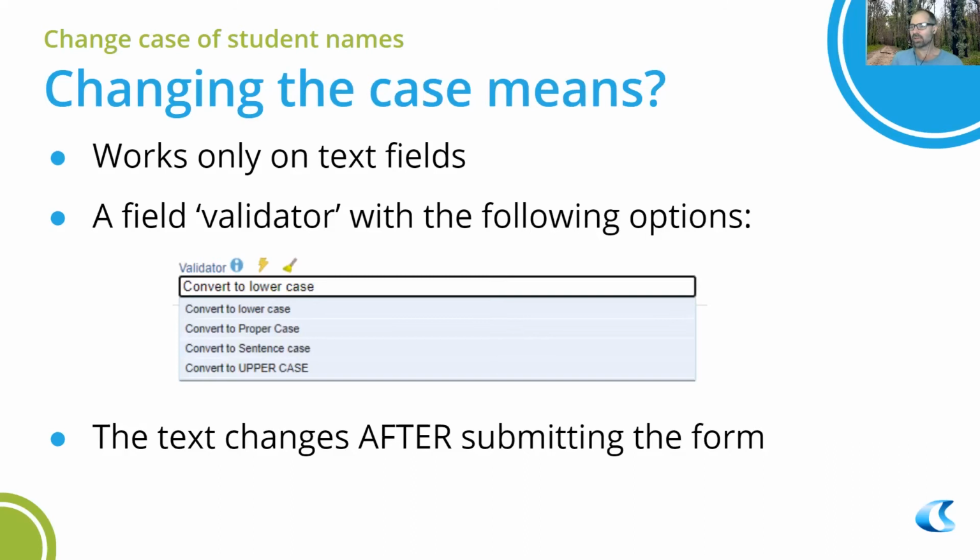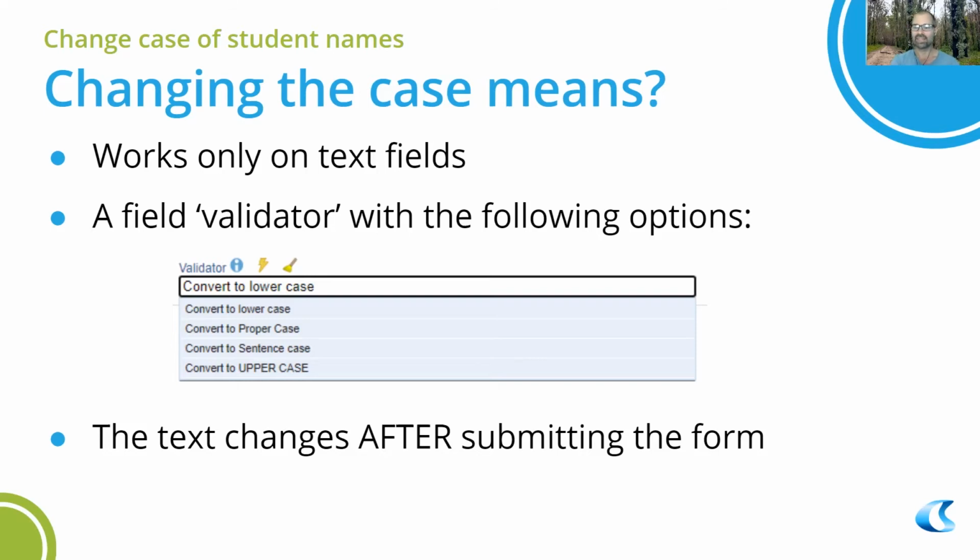So what does it mean? So here we go. We've got the idea of working with text. It only works on text fields, okay? You can't do this for something like checkboxes or radio fields or anything like that. It's a validator, okay? So when you edit a field, you'll see there's a spot there for a validator, and then you get to choose one of these. You can convert to lowercase, convert to proper case, which is where you've got the capitals at the beginning of each word, convert to sentence case, where the capital is at the beginning of just the first word, and then convert to uppercase. So those are your options.